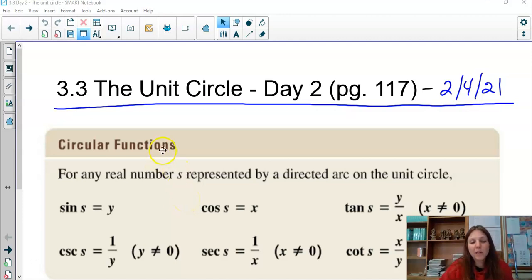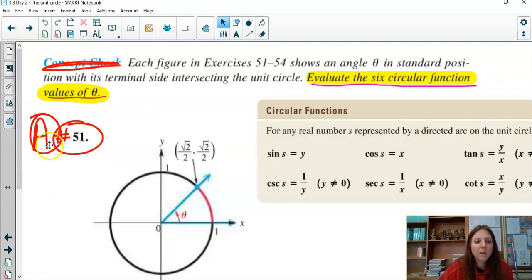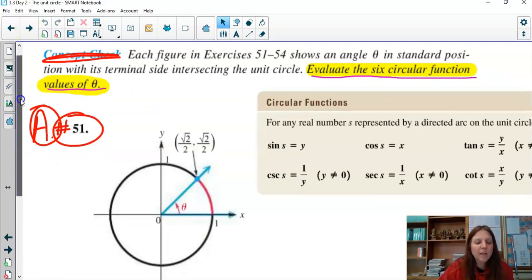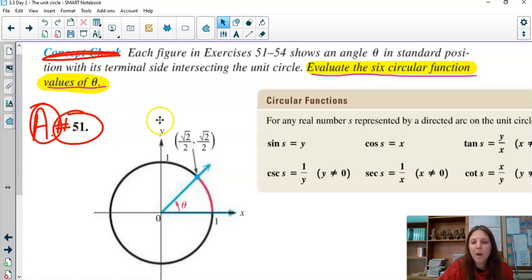Hi everybody, we're going to continue our discussion on the unit circle, so make sure you have that document open or out, and we're going to look at some more information with the circle. Okay, so what I'm looking at here is an actual problem out of the book. I just named it A, but it's question 51 in the book. You don't have to copy it down, just definitely you want to evaluate the 6 circular function values of theta, and you should at least write letter A and number 51.